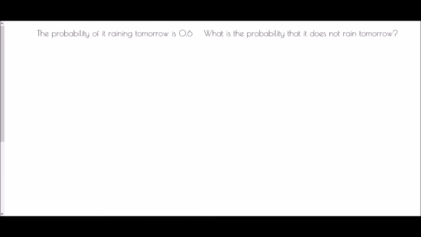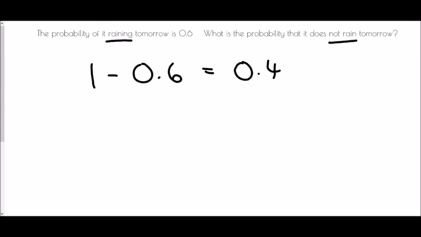The probability of it raining tomorrow is 0.6. What is the probability that it does not rain tomorrow? Well, these two events, raining and not raining, they cover all of the possibilities. There is no other possible outcome. And therefore, those two probabilities must add up to 1. Therefore, to find out the probability it will not rain, I will take 1 and subtract 0.6. And 1 take away 0.6, well, that is 0.4. There is a 0.4 chance that it will not rain tomorrow.